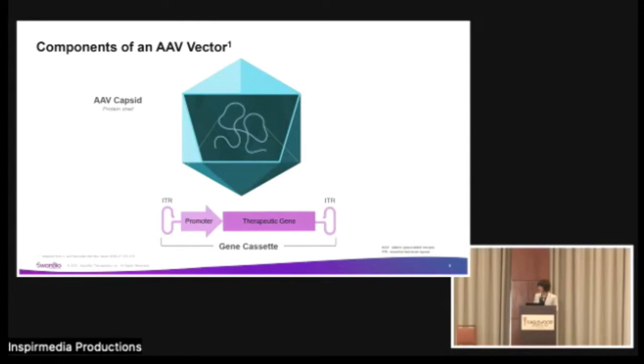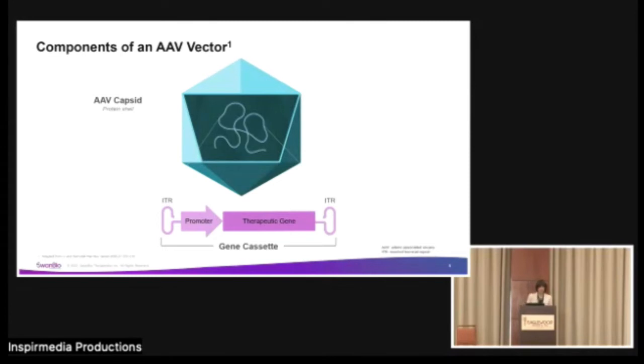So let's take a closer look at exactly what is an AAV vector. Adeno-associated viruses, the viruses themselves, are naturally occurring very small viruses that on their own don't cause disease in humans. So to make one into a vector, we actually take the different components of it, and we use the outer protein shell, which is called the capsid, as a delivery vehicle for the genetic cargo, or the gene cassette.